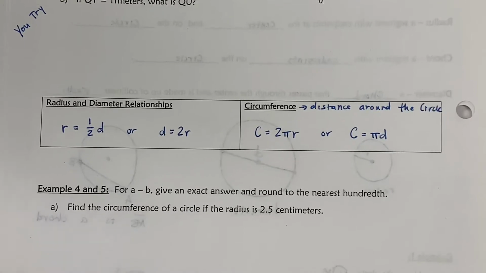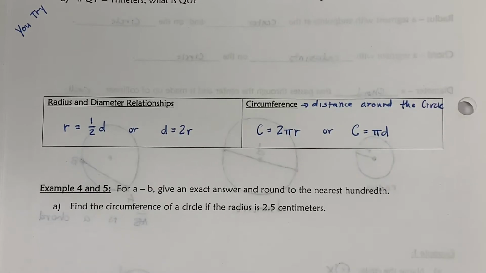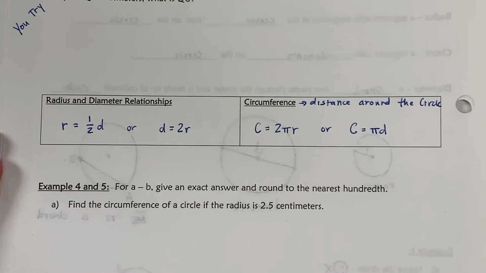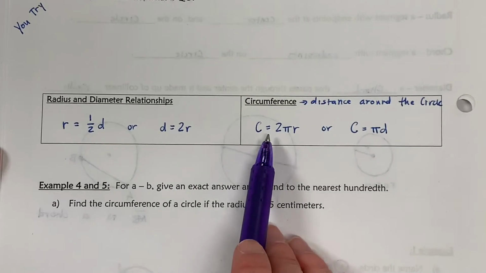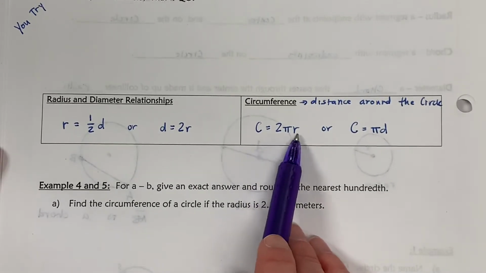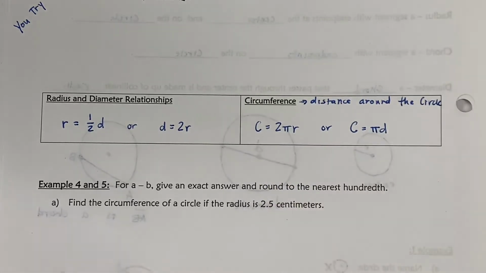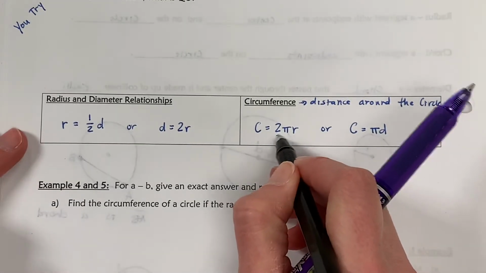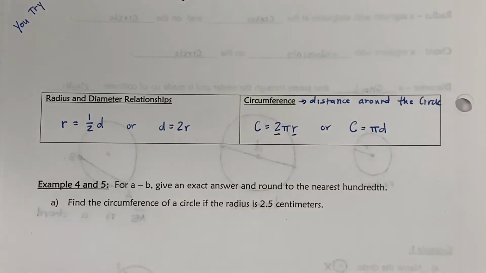Now, to review radius and diameter relationships, the radius is 1/2 of the diameter, or the diameter is twice the radius. We can use the radius and the diameter to find the circumference of a circle. The circumference is the distance around the circle. It's kind of like the perimeter, but we give it a special name because it's a circle. Circumference is found by multiplying 2 times pi times the radius. Or, since we know that twice the radius is equal to the diameter, we could also use circumference equals pi times d. Pi is a number.